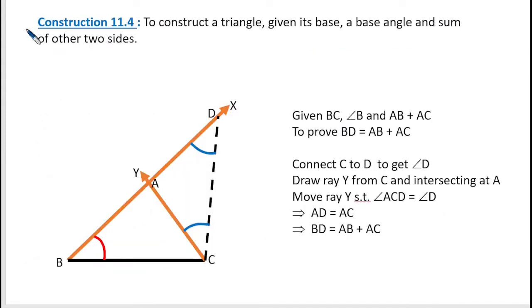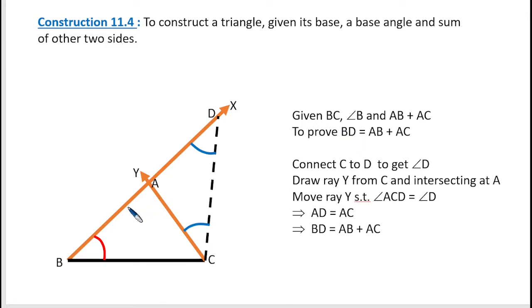Okay, now we will take some examples from your book, from chapter 11. Some construction examples. The construction 11.4, this is from your book. It says to construct a triangle given its base, a base angle, and the sum of the other two sides. Suppose I call it triangle ABC. So it is given AB plus AC together. This AB plus AC I can call BD.